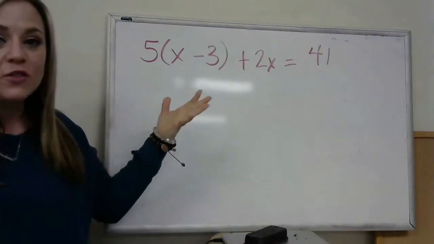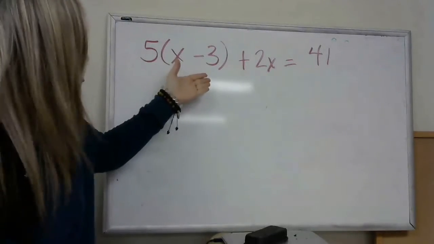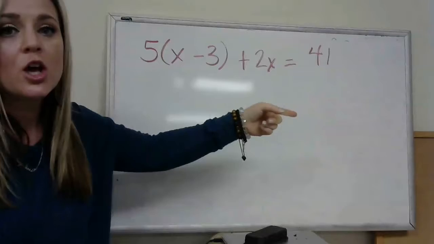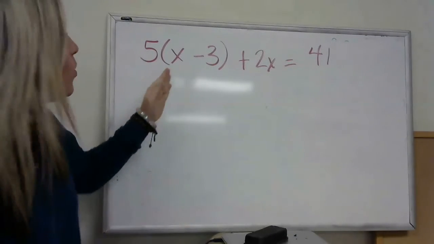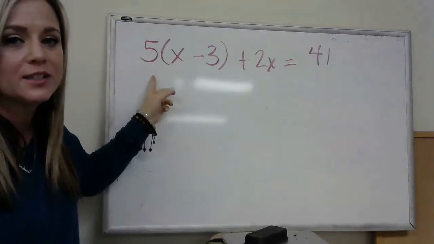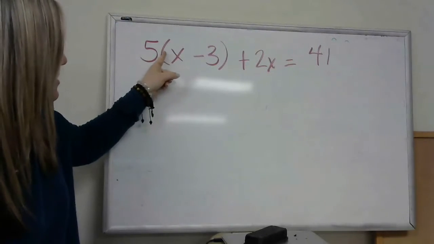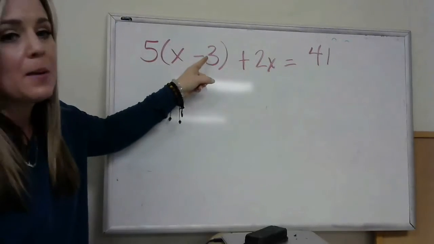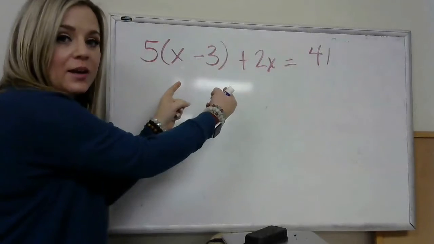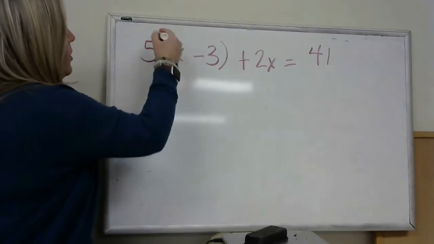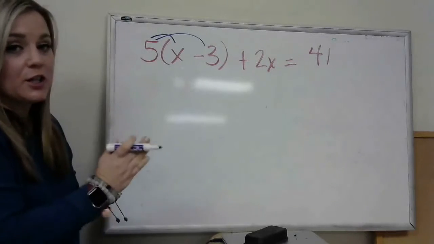All right, so this first equation that we have is 5 parentheses x minus 3, plus 2x, equals 41. So using PEMDAS, we need to do parentheses first. Now, we can't do anything with that, so we're going to use the distributive property. We're going to distribute the 5 to the x and the 5 to the minus 3, because what this is saying is 5 times what's inside the set of parentheses. So we have to distribute it in there. All right, we got this. So that's our first step.